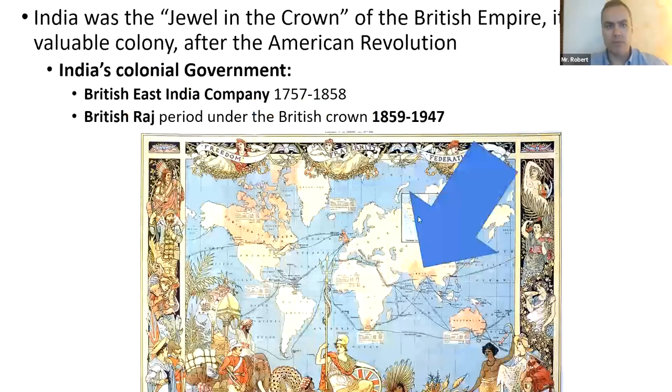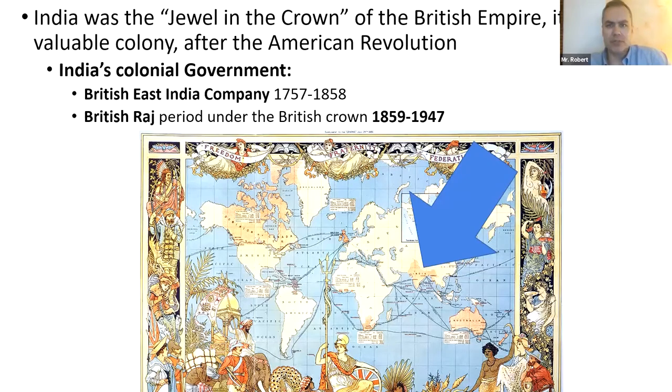So originally, what's now the United States, America was what they call the jewel in the crown of the British Empire, like the most valuable colony. But they lost it, right? Because they had the American Revolution, it became a country, the United States. So then India became the jewel in the crown of the British Empire. And that's a famous nickname for India, okay, the jewel in the crown.